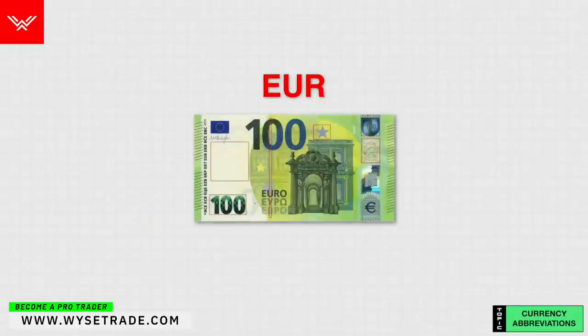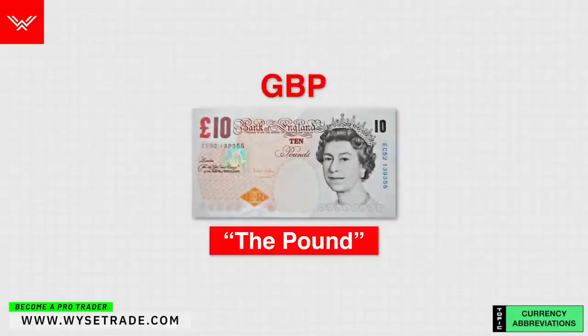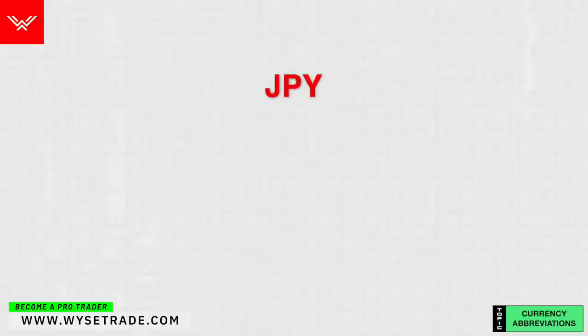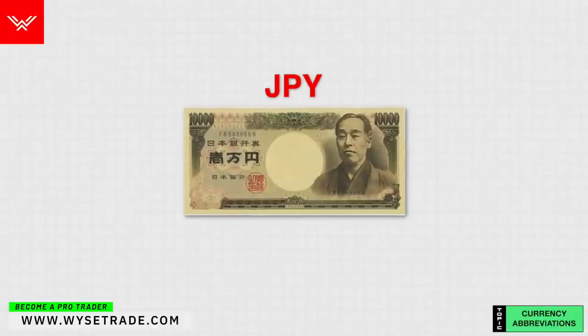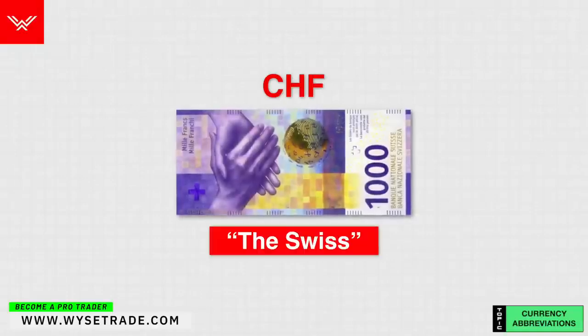EUR is the euro. CAD is the Canadian dollar, also known as the CAD. GBP is the British pound, also known as simply the pound. JPY is the Japanese yen, also known as simply the yen. CHF is the Swiss franc, also known as simply the Swiss.